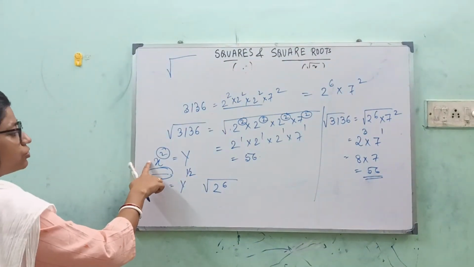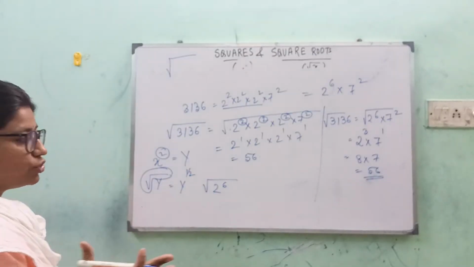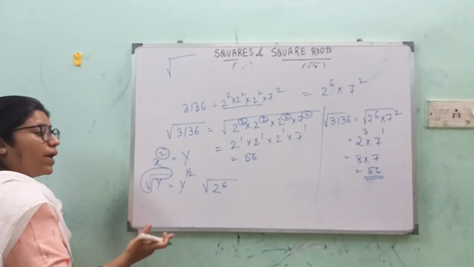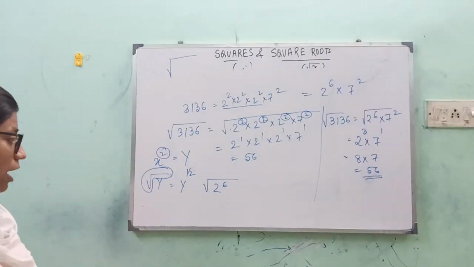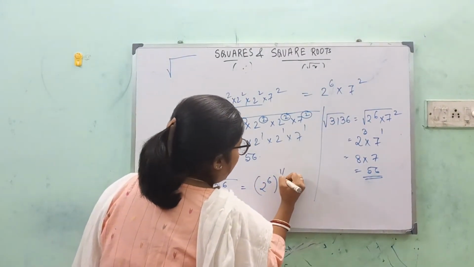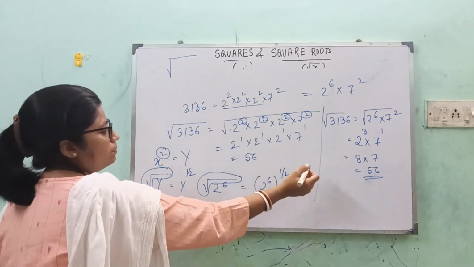Okay, here it was raised to the power of 2. I told you square and square roots are inverse operations of each other. So if squaring something is raising it to the power of 2, then square root means raising it to the power of half. So here it means 2 to the power 6 whole to the power half. The square root means what? 2 to the power 6 is raised to the power half.